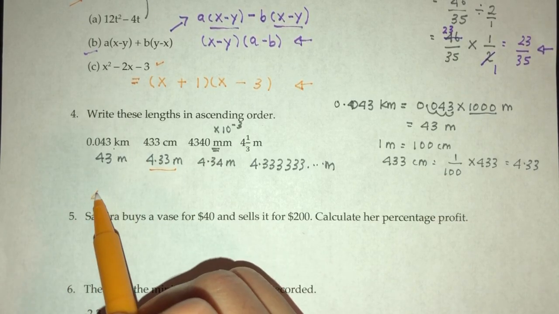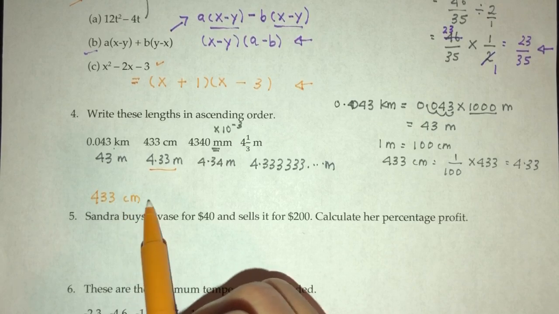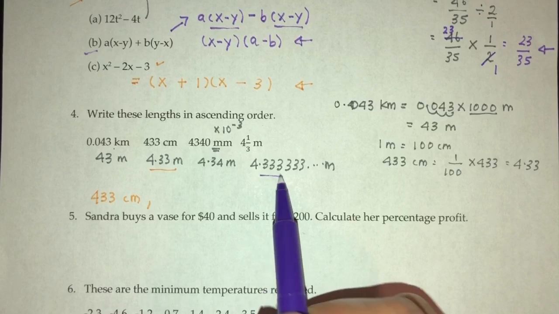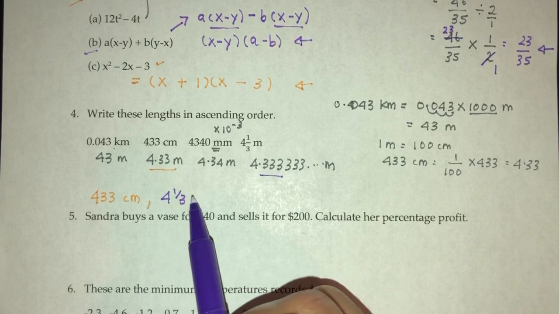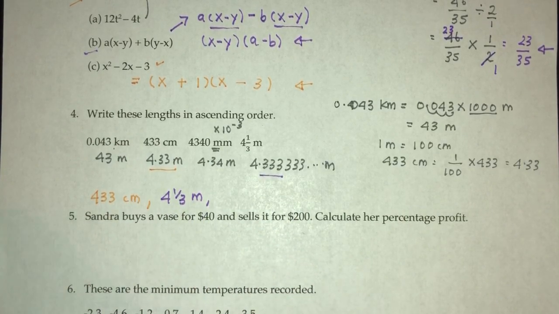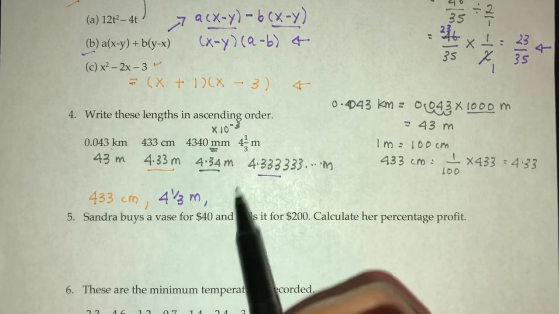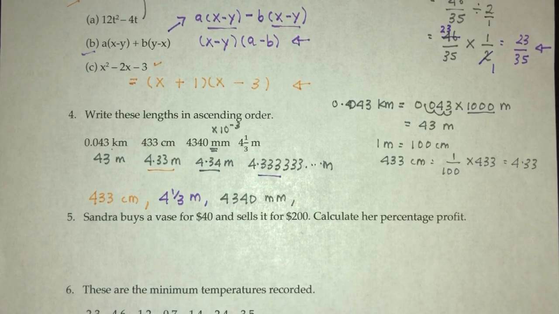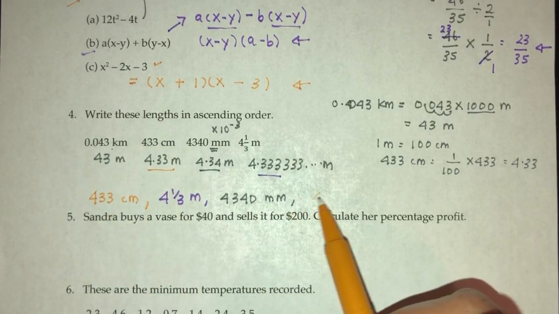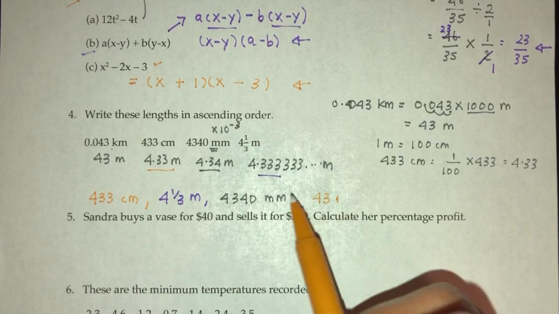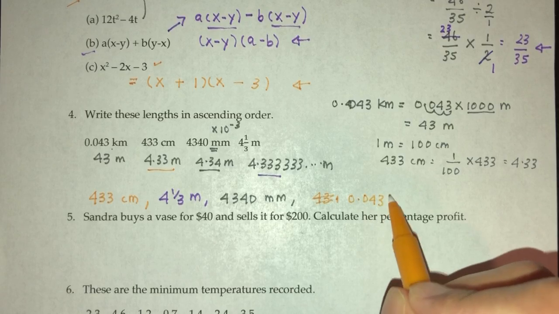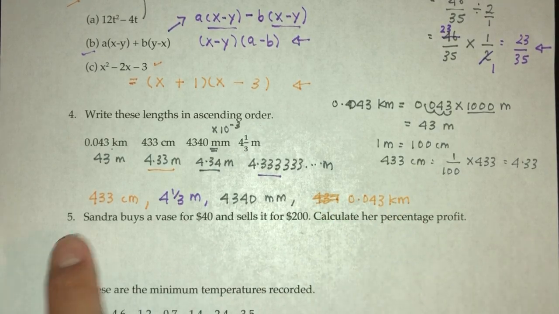So you begin with 433 centimeters, and then what do we have? We have this one, 1 over 3 meters, and then we have this one, which is 4340 millimeters, and then we have this one, which is 0.043 km. Sorry, we don't take this one, right? This is the answer in ascending order from smallest to largest.